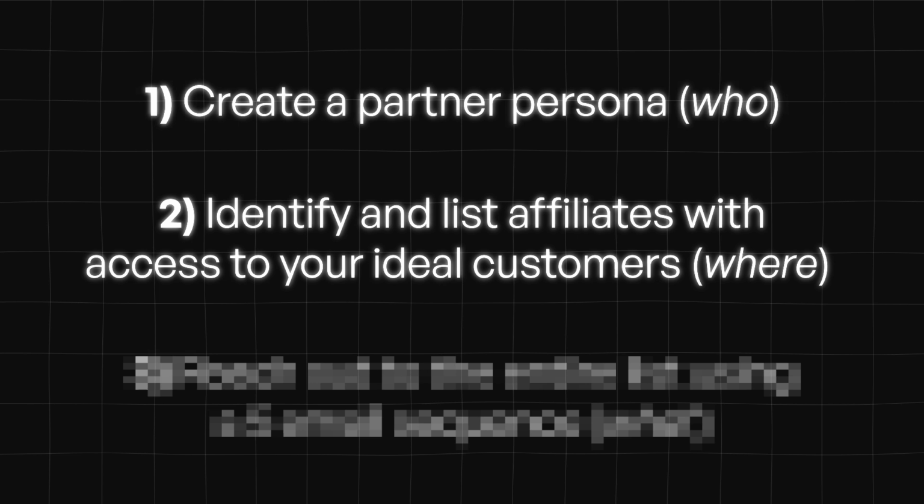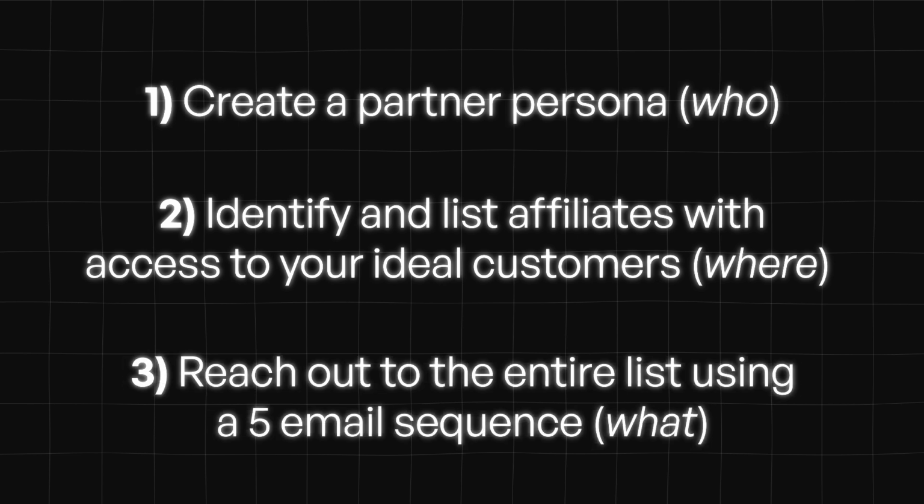Now, step 3, after you have your partner persona and you actually find someone who fits your ideal affiliate description, you send them a sequence of 5 emails where your first email is specifically tailored to that person that you're reaching out to. And the goal of the first email is to just get a reply and a foot in the door. And the goal of the entire sequence is to get them on a call and into your affiliate program.